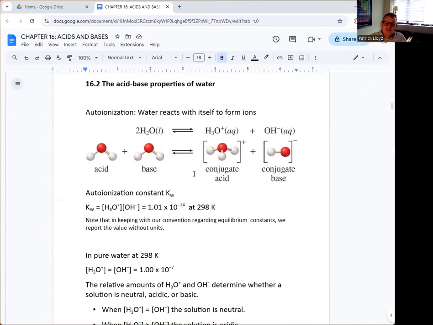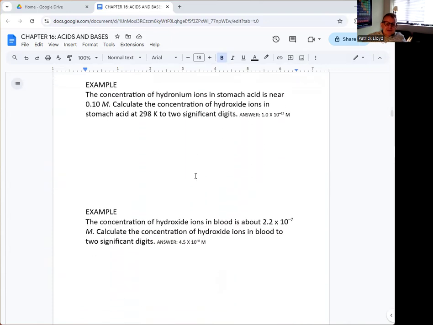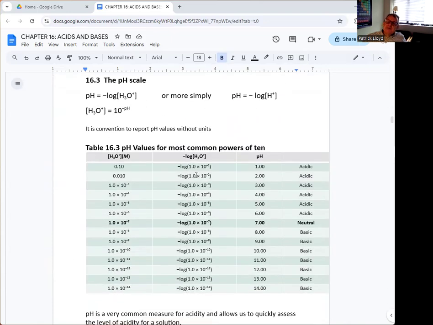So you'll look at things like the equilibrium constant for water, which is called the autoionization reaction. It's where water actually reacts with itself, and there's an equilibrium constant associated with that. So you'll look at that. You'll do some calculations on that, and then you get to the pH scale.